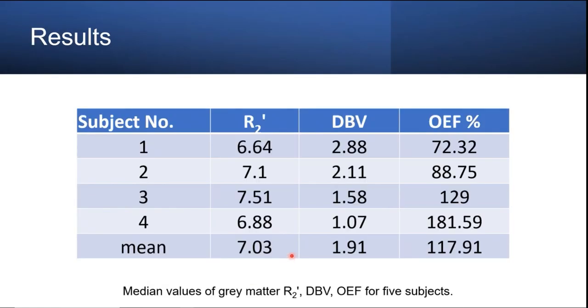And here are some of the results. From the hyperoxia multiparametric qBOLD, we see the R2 prime values very similar to previously measured, in a range of 6 to 7 hertz. DBV is very similar to what we measured previously, on the order of 1 to 2, well, maybe 2 to 3%. But our OEF values are quite unphysiological in that one of the values is almost 200%, on average around 117%. We'll discuss that a little bit more in a moment.